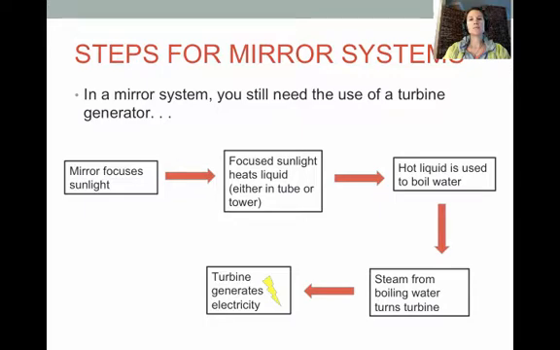So here's the steps for a mirror system. You start out with the mirror that focuses the sunlight, and that focused sunlight is heating up the liquid that's either contained in a tube or in a tower, depending on what type of system you're using. The hot liquid then is used to boil water. That boiling water gives off steam that's used to turn the turbine, and the turbine then turns the generator, and that creates your electricity.